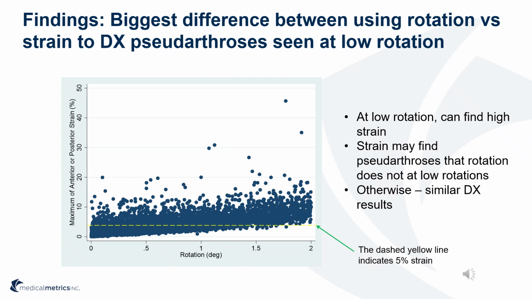When rotation is over 2 degrees, strain will always be over 5%. However, when rotation was less than 1 degree, there are levels with strain greater than 5%, and this supports that strain-based assessment may find pseudarthroses that would be missed with rotation-based assessment.